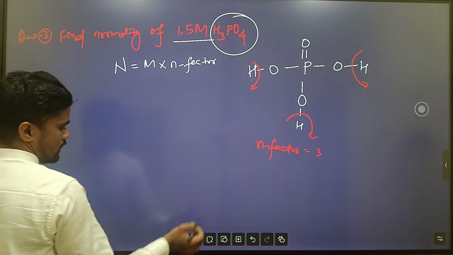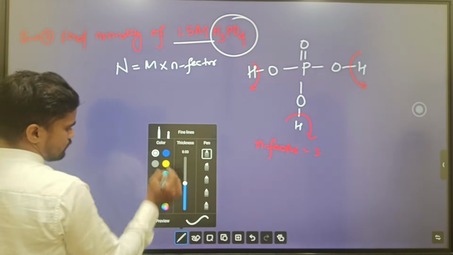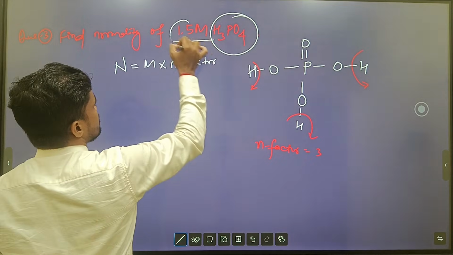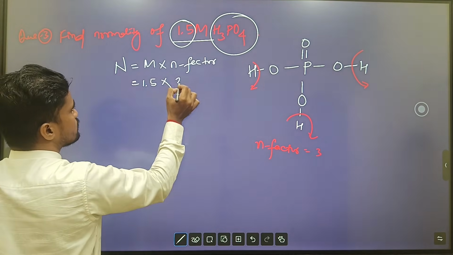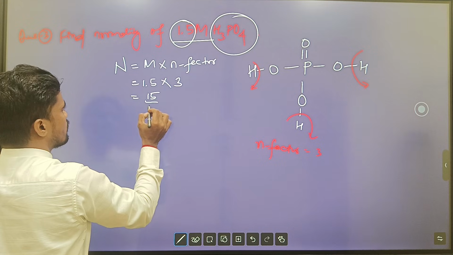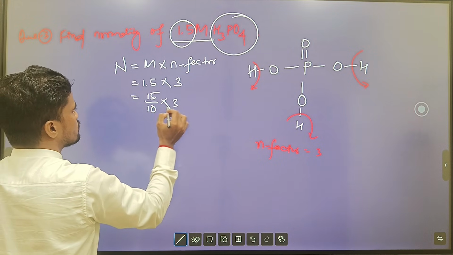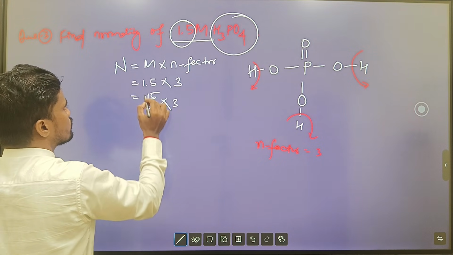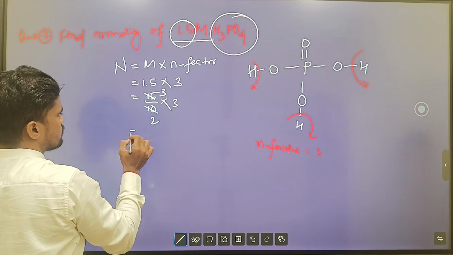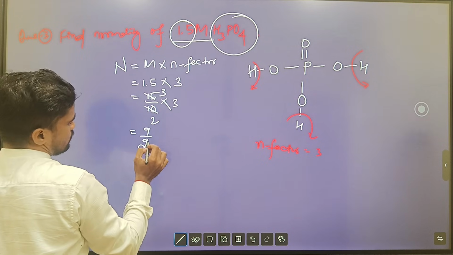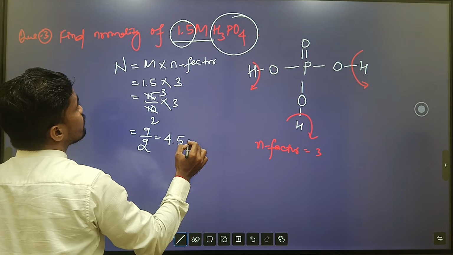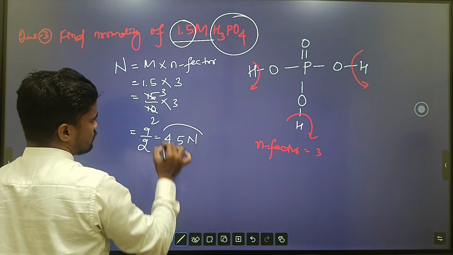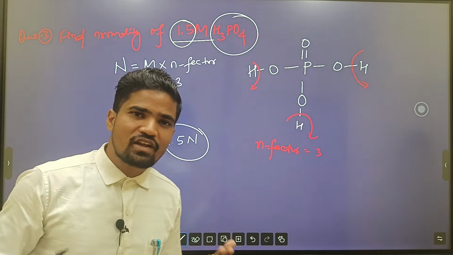So now we put what is given in the question. Molarity is given 1.5. Now put 1.5 into n factor. What is the n factor? 3. So this comes to 15 upon 10 into 3. Five twos and five threes, so 9 upon 2. It comes out 4.5. So we get the final answer.